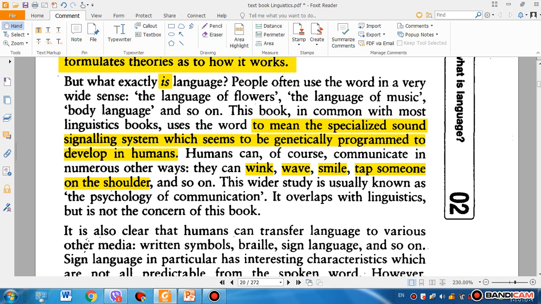This is a very wide topic. If you study all the means of communication, this wider study is usually known as the psychology of communication. This is not part of our concern. It has nothing to do with linguistics. What is important is that it is a topic in psychology, called the psychology of communication, which overlaps with linguistics, but it is not the concern of this book.